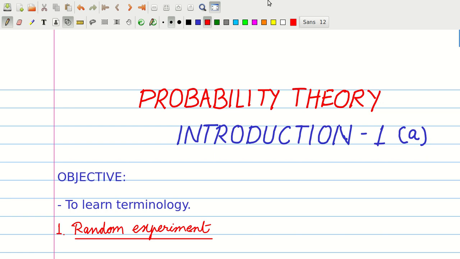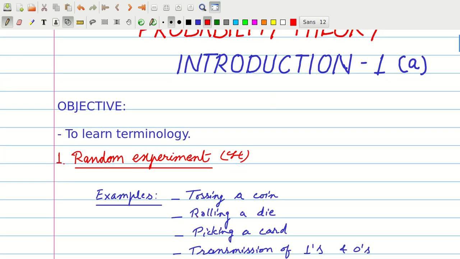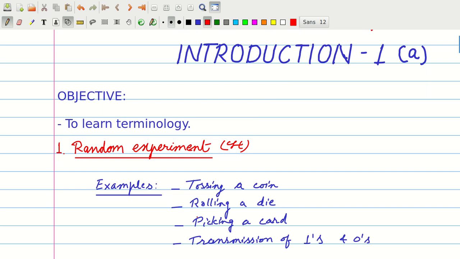In this module, we will learn some terms used in probability theory. The first term that we take up is the notion of a random experiment. Notationally, a random experiment is denoted by script H. A random experiment is a non-deterministic phenomenon, a phenomenon whose outcome is not deterministic, whose outcome is not predictable.